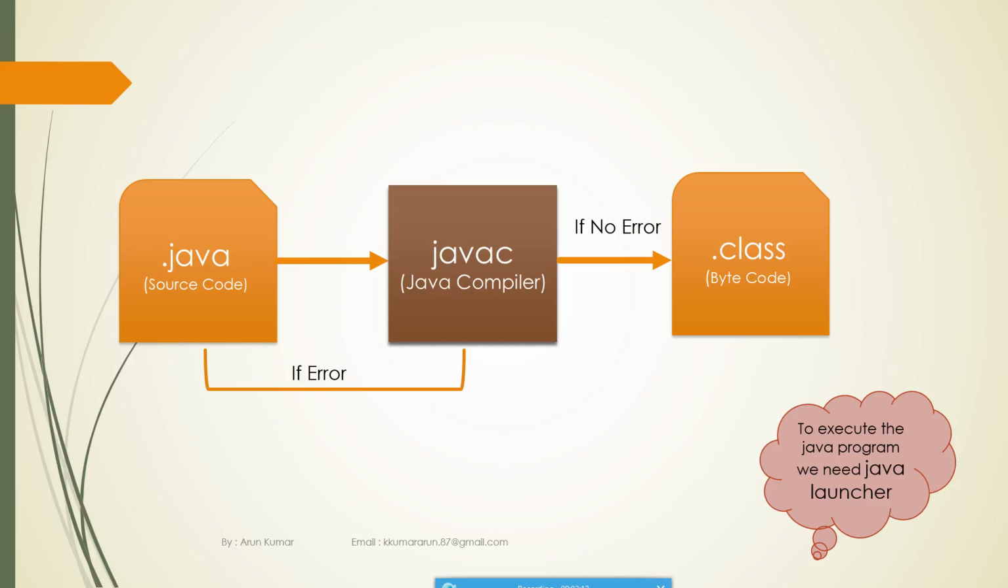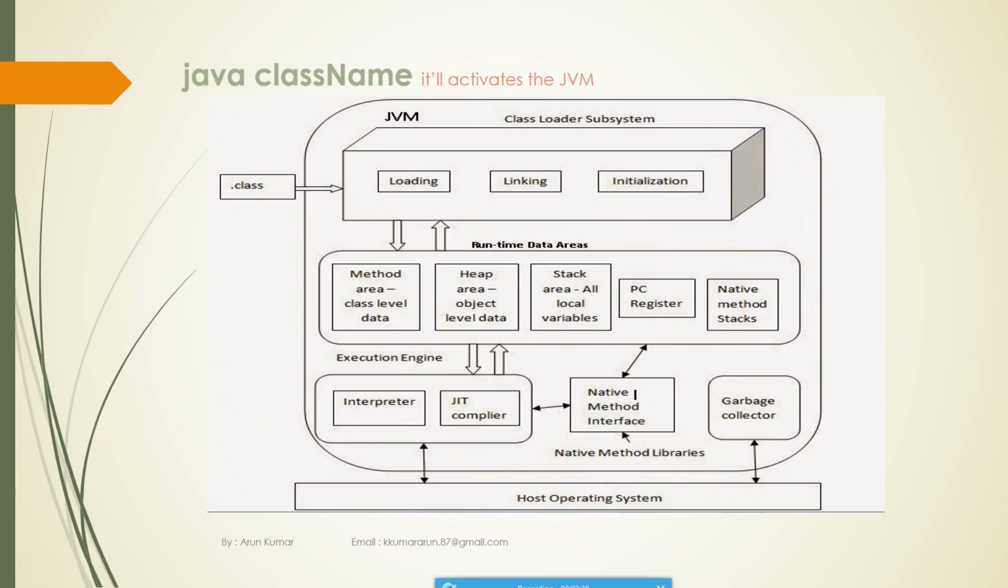Actually, JVM is your Java Virtual Machine, and it's platform dependent because every JVM is as per the machine. If you have Windows, the JVM will be different. If you have Linux, then the JVM will be different. Now, when you start your program, when you use the Java launcher, java space your class name, it activates the JVM. Then what will happen?